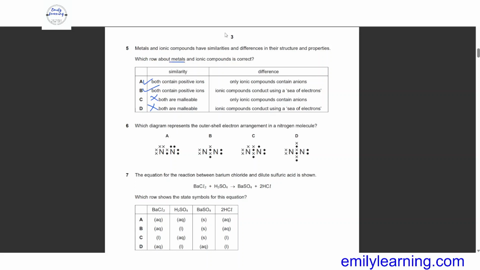Because metals are positive ions in a sea of electrons. Let me use e minus to represent them. So positive ions in a sea of electrons, that is metal. They do not contain any anions. Whereas ionic compounds contain both the positive ions and the negative ions. So only ionic compounds contain anions. That is true. Ionic compounds do not contain a sea of electrons. So therefore, the one that is correct for both the similarity and differences is A. So the answer for 5 is A.